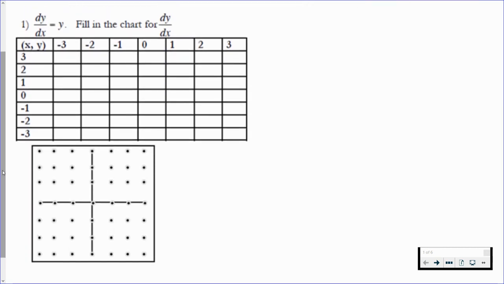What you are basically doing with a slope field is you are finding the slope at different points and you are drawing a small tiny linear segment that represents the slope at that point.